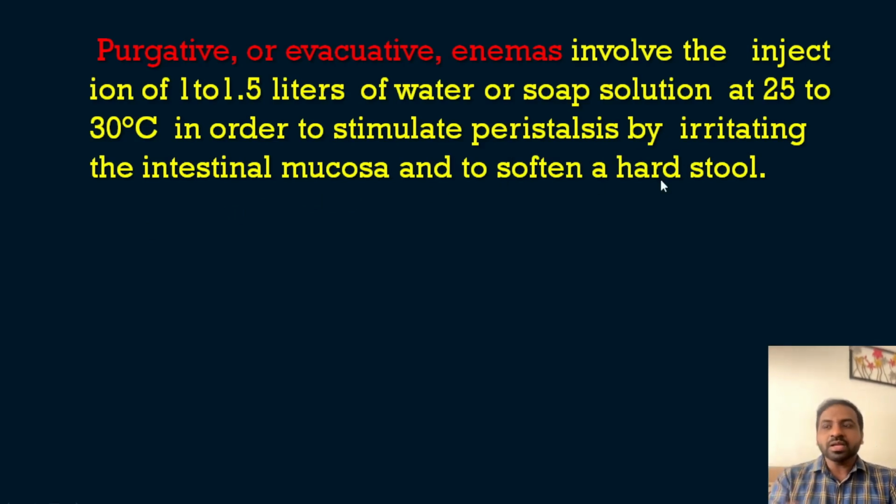So we are getting many pieces of information here. In the purgative or evacuative enema, we use water or soap solution, the amount is nearly 1 to 1.5 liters, and the temperature of the solution should be 25 to 30 degrees Celsius. The purpose of this purgative enema is to stimulate peristalsis by irritating the intestinal mucosa and to soften the hard stool. This is the answer for the question we have asked, and in this session you are also getting a lot of information regarding purgative or evacuative enema.